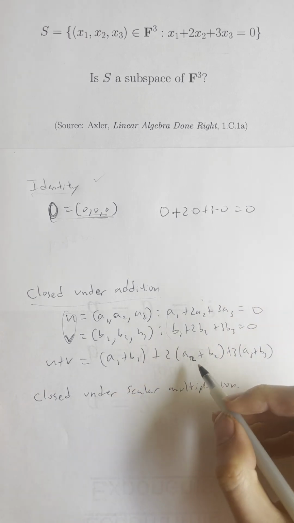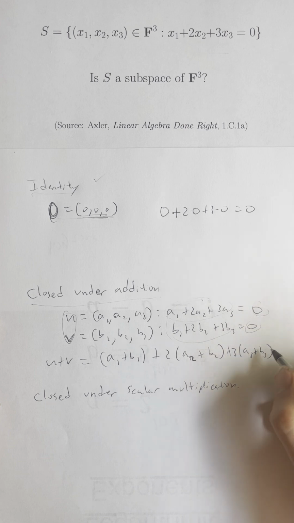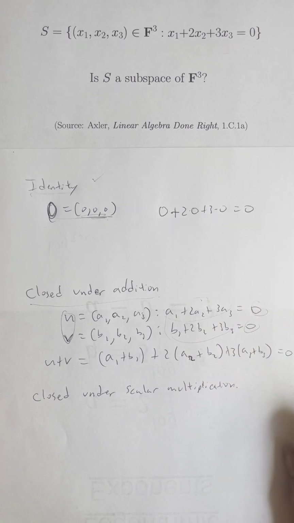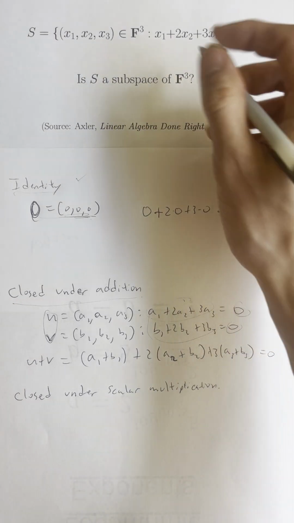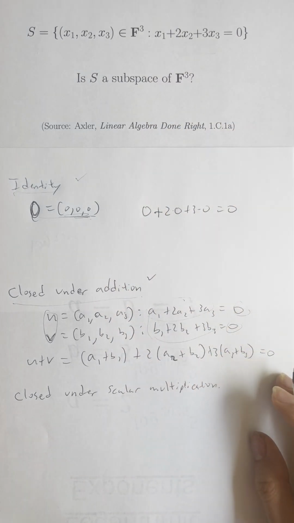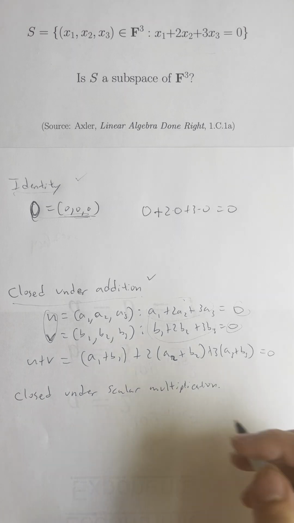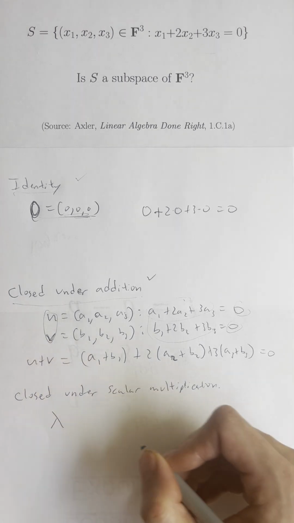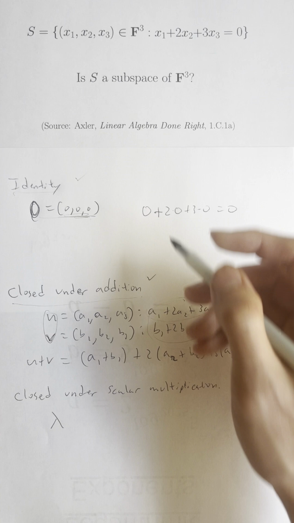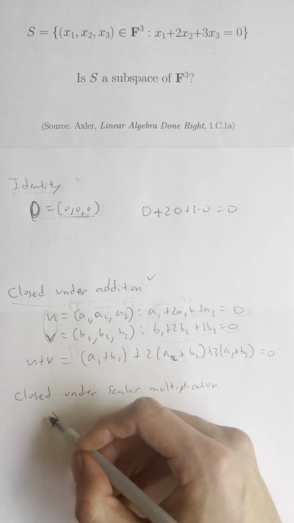And this is equal to how much? Well, we added this and this, and that's going to be equal to this plus this, so 0. So yes, it satisfies this condition. So it is closed under addition. Is it closed under scalar multiplication? So this time we're going to be taking a scalar from F, and we're going to be multiplying u with the scalar.